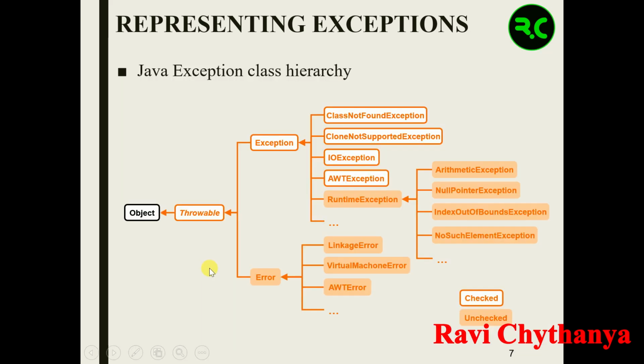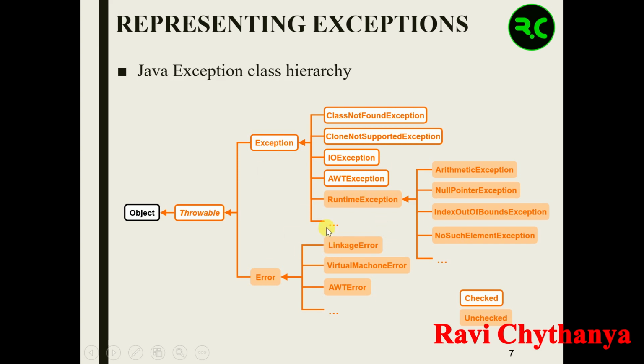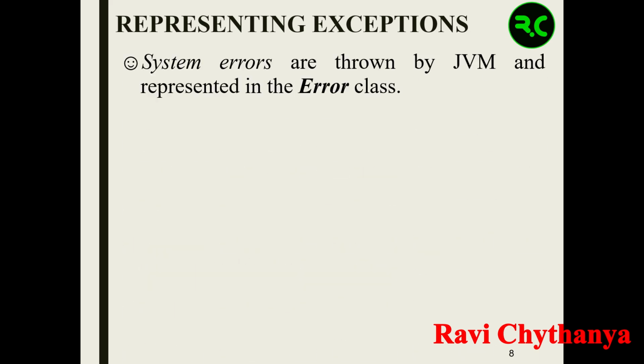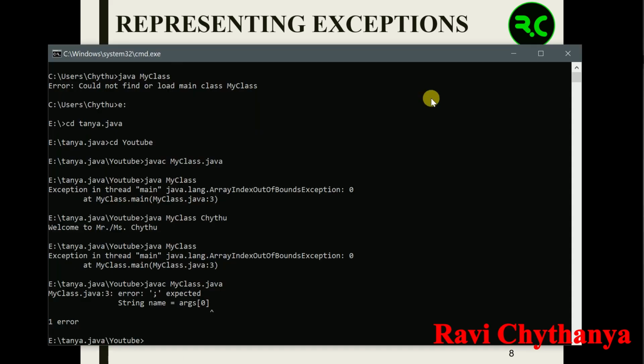Okay, so this is the hierarchy for your classes. And the errors: the linkage errors, virtual machine errors, AWT error, and errors like could not find or load main class, and so on. Right? So representing the exceptions: system errors are thrown by JVM, the Java Virtual Machine, and represented in the error class. And the error class describes the internal system errors. We have seen the error class already.